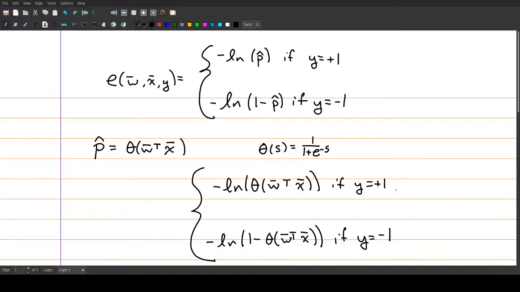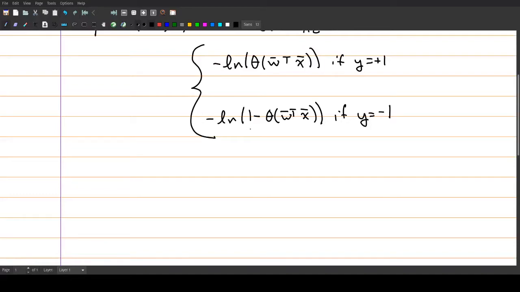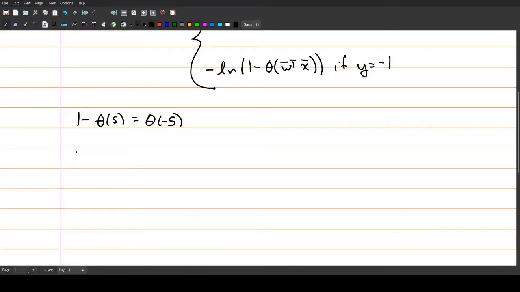Okay, so here's one reason that the logistic function is extremely nice. It just happens to have this property that 1 minus theta of s is equal to theta of minus s. So this is pretty easy to verify algebraically, but let's just do it together. So what is this? We can write this as 1 plus e to the minus s over 1 plus e to the minus s minus 1 over 1 plus e to the minus s.